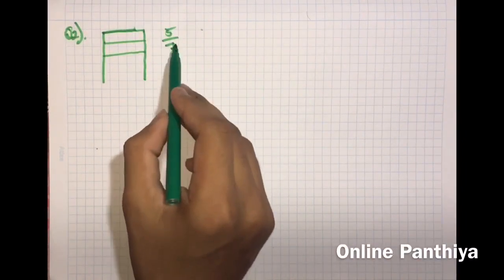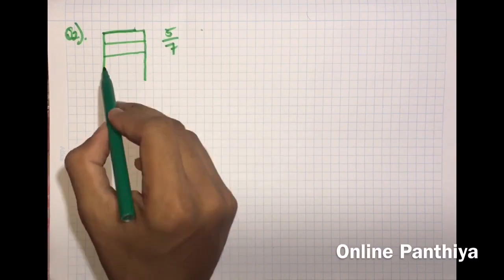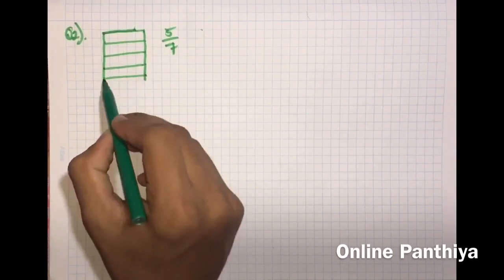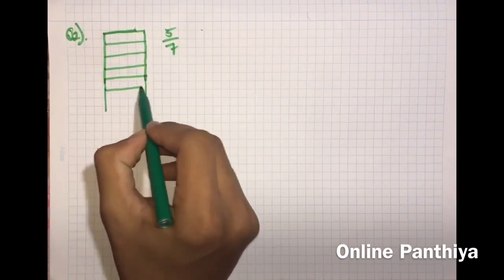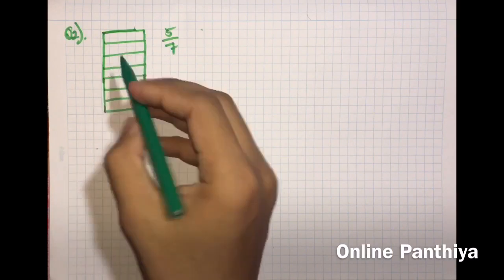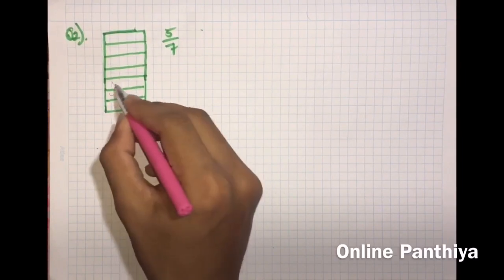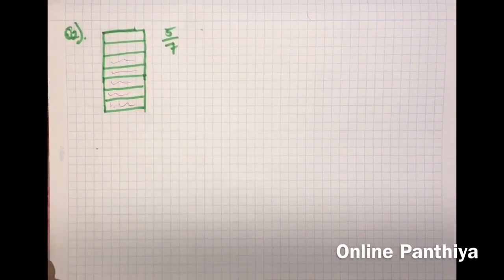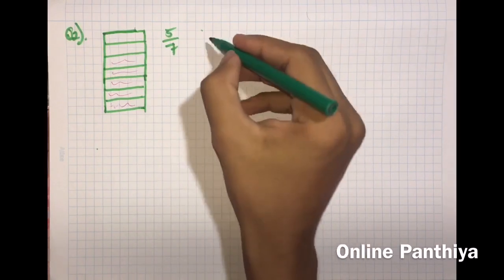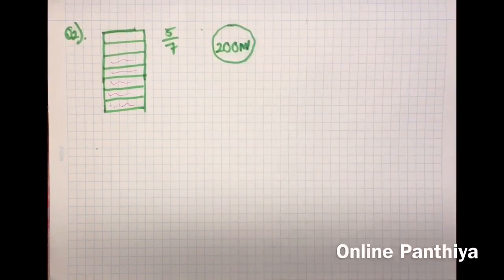So that means considering the whole bottle, altogether how many parts are there? 7 equal parts. So let me first draw that: 3, 4, and then 5, 6, 7. Okay, altogether 7. Out of that, 5 parts were filled. So this part, 2, 3, 4, 5. Okay, 5 parts were filled. Now 200 millimeters have been consumed for some purposes.